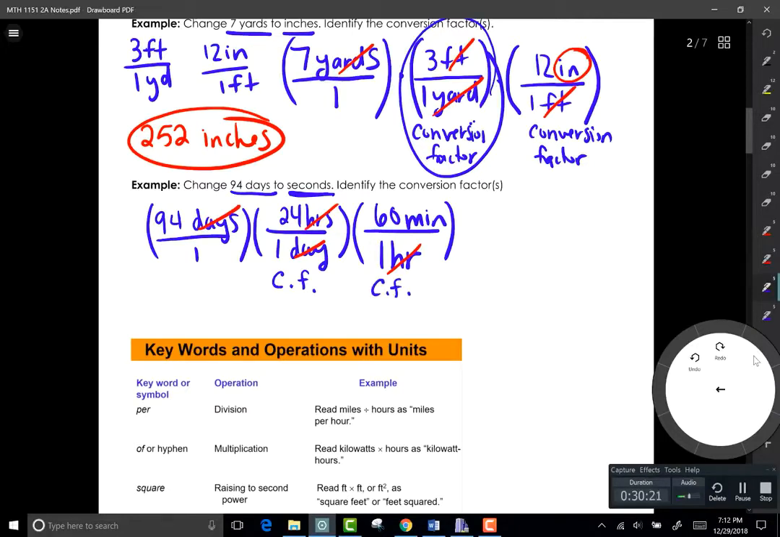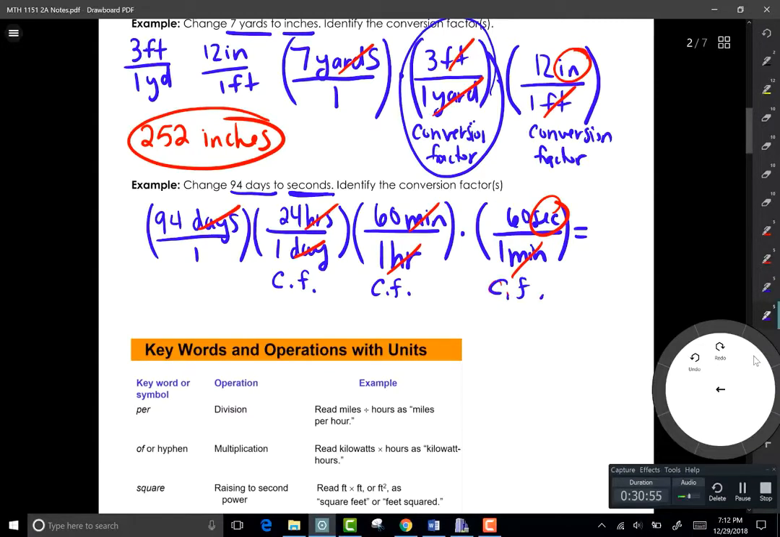I'm not done because this would change it into minutes, and we want seconds. So I still need one more. I want to put minutes in the denominator, so 1 minute is 60 seconds. So now I've just gotten rid of the minutes. So now I'm left with seconds. That's my only unit that's left. I got rid of everything else using my chain of conversion factors. Here's my last conversion factor.